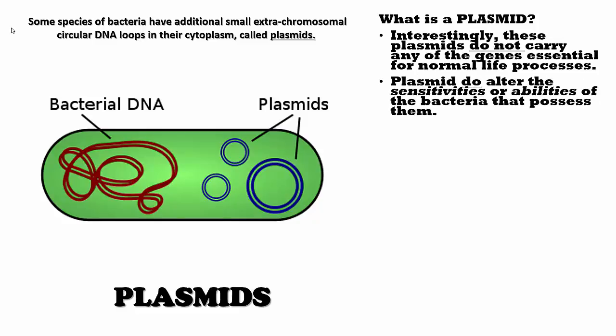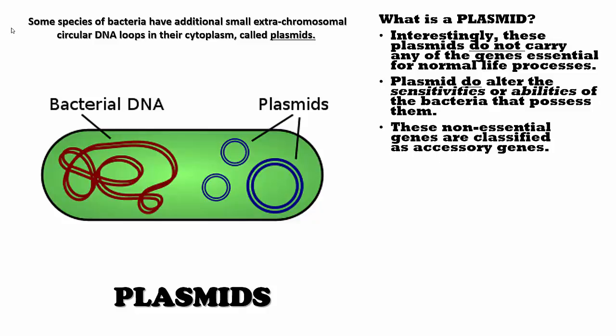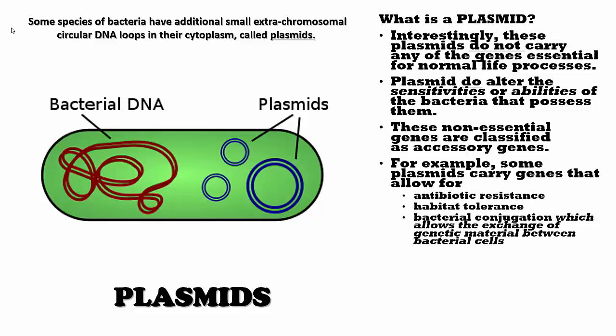Interestingly, plasmids do not carry any genes that are essential for normal life processes. Plasmids do alter the sensitivities or abilities of the bacteria that possess them. These are considered non-essential genes and are classified as accessory genes. For example, some plasmids carry genes that allow for antibiotic resistance, habitat tolerance, and bacterial conjugation, which allows for the exchange of genetic material between bacterial cells.